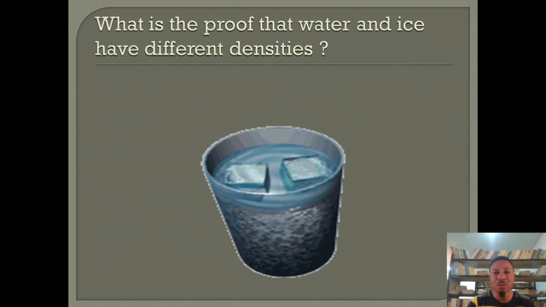Okay? What's the proof that water and ice have different densities? From what we have on the screen, what can you see about this having different density? Of course, ice floats in water, so we expect it to have a density that is less than the density of water. But why? Why is ice a solid and water a liquid, but it has a density that is not as much as the water where it floats?